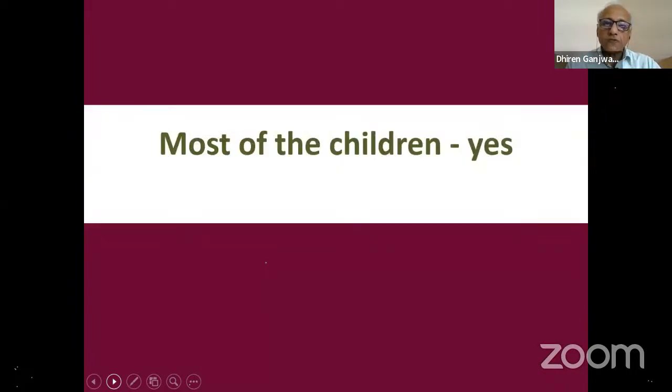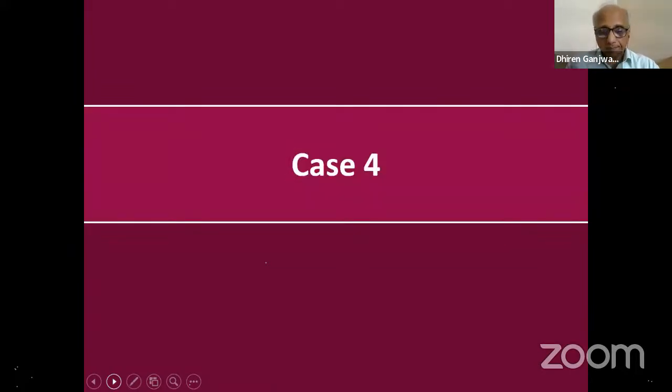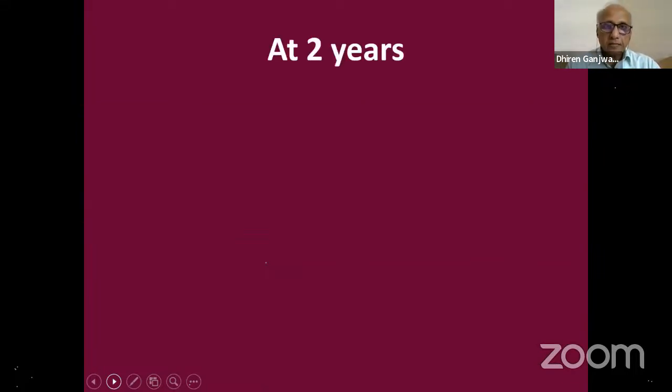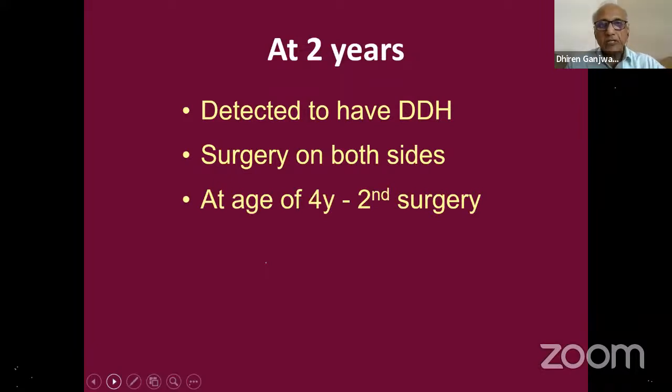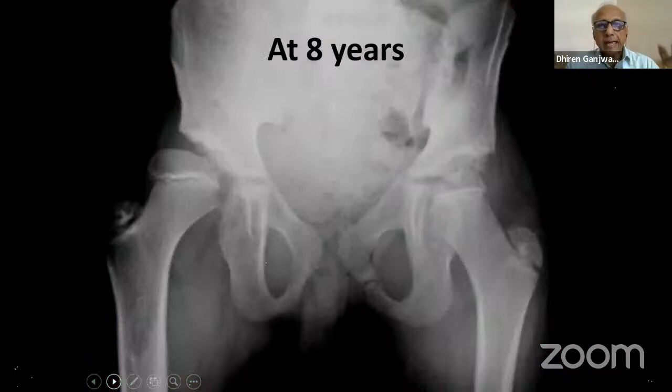The answer is most of the children, yes, they get good function, but let's see the fourth case and that will convey the message. The fourth case, at the age of 2 years, it was detected that child had a bilateral DDH. He underwent the similar surgery described in the previous case. At the age of 4 years, he had a second surgery. So this is the X-ray of the same child at 8 years. I'm not showing you the previous X-rays because the message which I want to convey is starting from here.